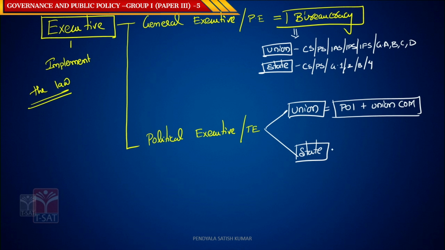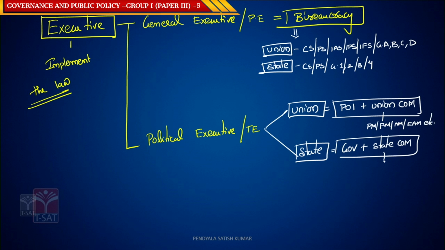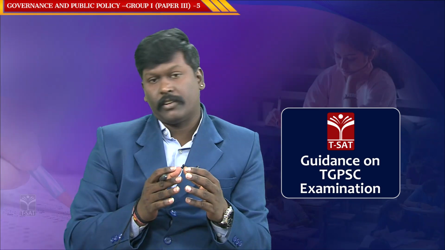Similarly, the state political executive consists of the Governor plus the State Council of Ministers. Who are these Union Council of Ministers? PM, Finance Minister, Home Minister, External Affairs Minister, etc. Similarly, in the State Council of Ministers, we have the CM, Home Minister, Education Minister, Finance Minister, Irrigation Minister, etc. All these are your State Council of Ministers.